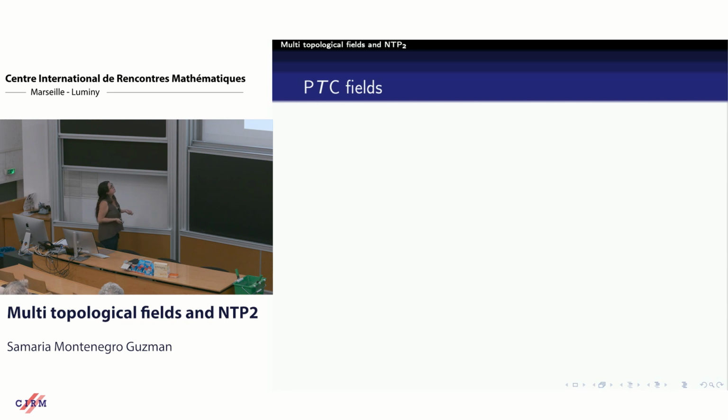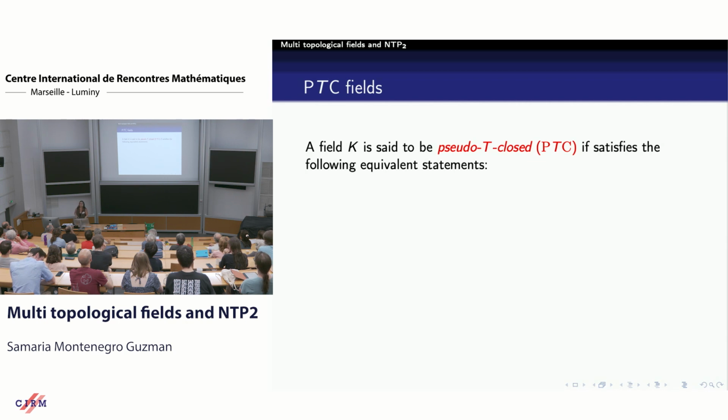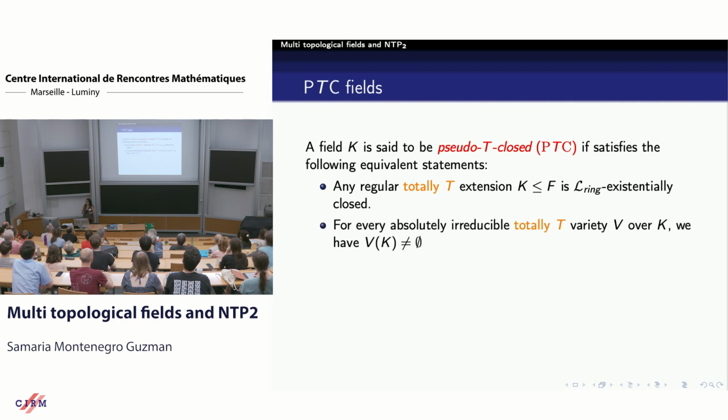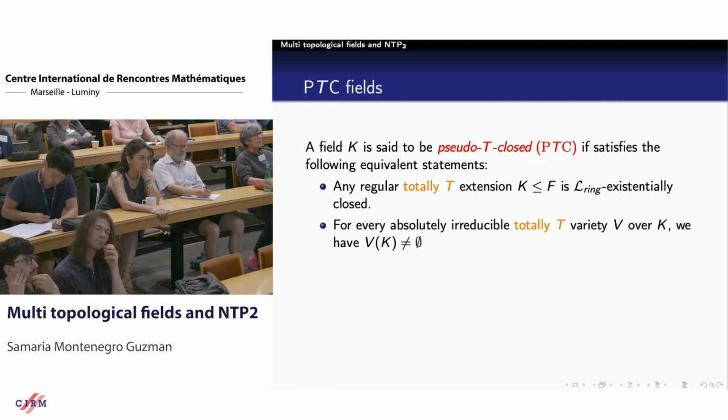So now we will define our favorite class of theories, of fields, well, my favorite in any case, that will be the PTC fields. So it's the natural way to generalize that. A field is PTC if it satisfies the following equivalent statements. Any regular T-totally extension is existentially closed in the language of rings, or for every absolutely irreducible variety that is T-totally, that means that any model of T that contains K has points, then you have rational points in the field, okay? It's exactly the same definition as PRC and PpC, but now we change totally real or totally p-adic for T-totally, or you change the condition that you have points in any real closure or in any p-adic closure to having points in any model of T that contains K.